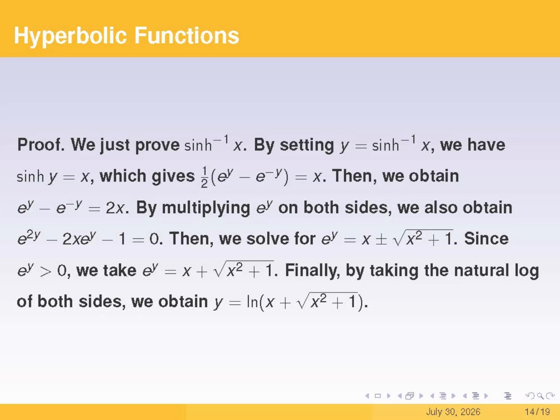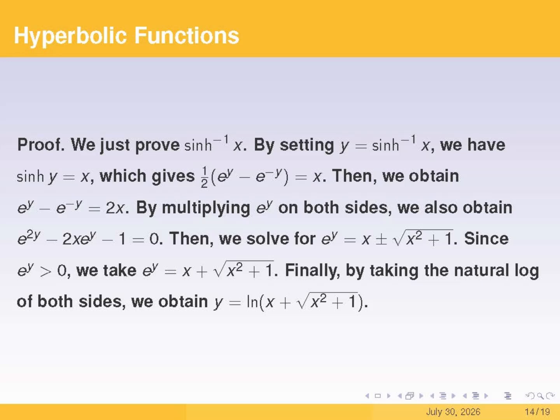The definition of hyperbolic sine is displayed in the middle expression of the second line. Thus, we obtain the first mathematical expression on the third line. Next, multiplying both sides by e to the power of y yields the first mathematical expression on the fourth line. Letting z equal e to the power of y, the first expression on the fourth line can be rewritten as a quadratic equation in z, namely z squared minus 2x z minus 1 equals 0.